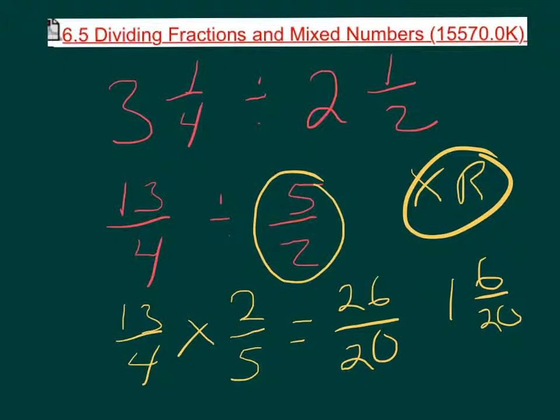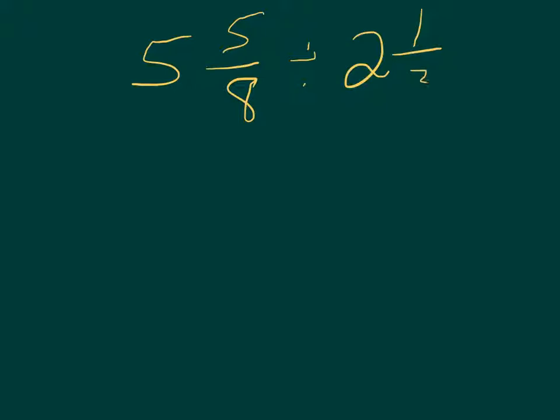I'm going to give you one more to do on your own. Try 5 and 5/8 divided by 2 1/3. Press pause. Don't forget, change it to an improper fraction first. So press pause, try it, and come back and see if you get the right answer.